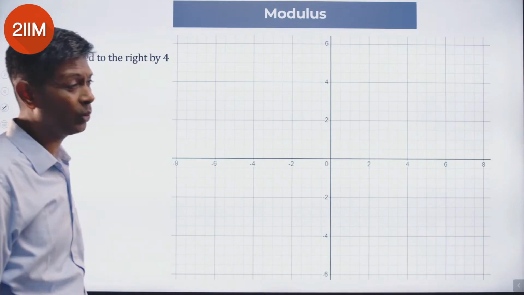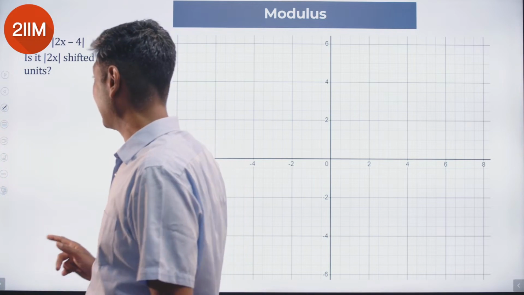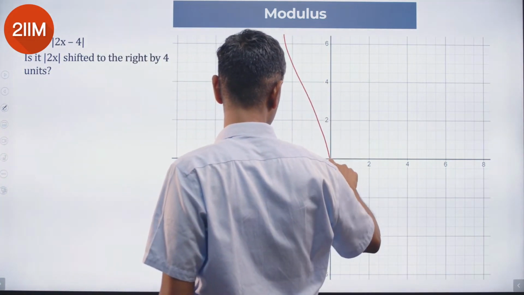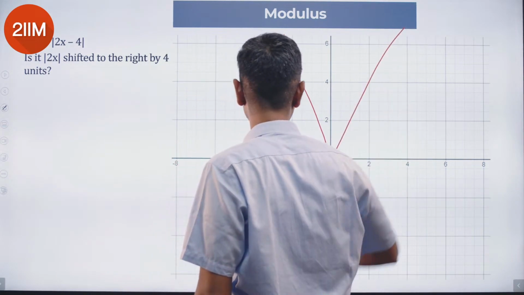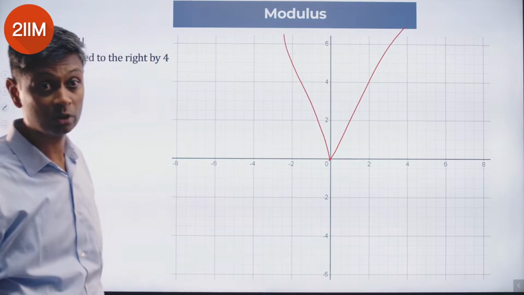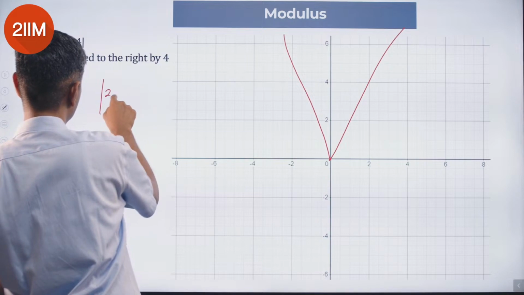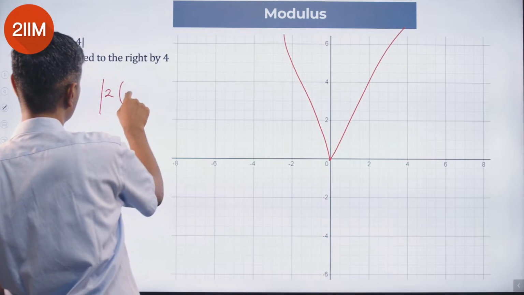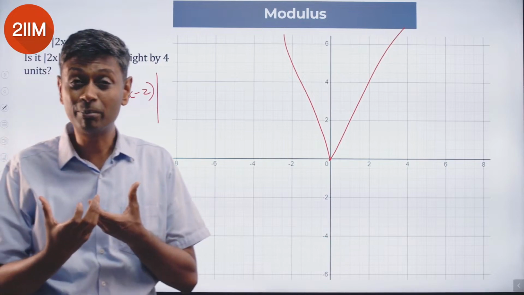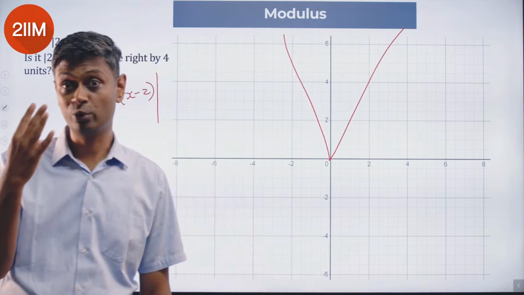Draw modulus of 2x minus 4. This is modulus of 2x shifted to the right by 4 units. Modulus of 2x will be a graph like this, very much like a V. Modulus of 2x minus 4: imagine this as modulus of 2 times x minus 2. I'm replacing x by x minus 2. We shift it to the right by 2 units, not 4 units.